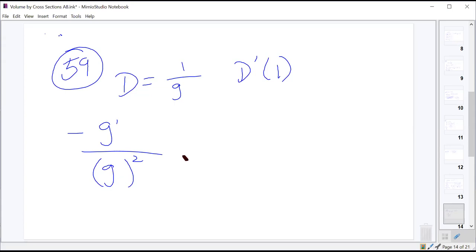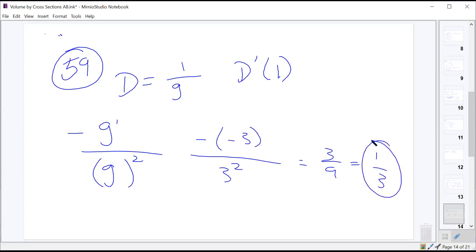And so then we'll go in and look at what is G prime of 1 on the chart. G prime of 1 is -3. So we'll have -3. And then G of 1 is 3. And so that will give us 3 over 9, or 1/3. Those of you at home, you see, it looks like a prime, but it's a comma. You couldn't tell, that's fine.